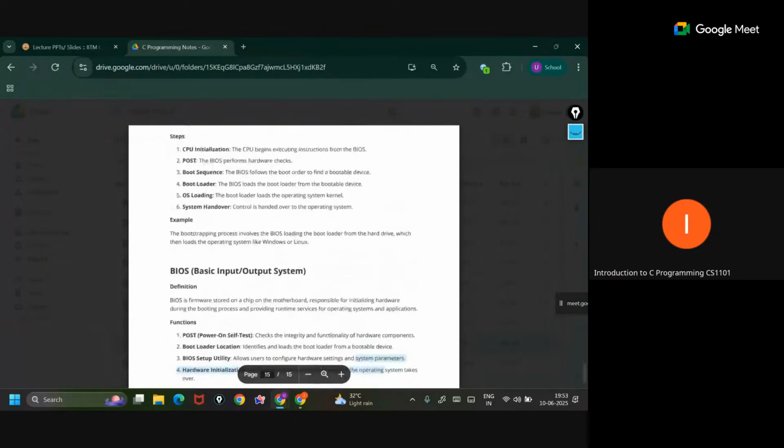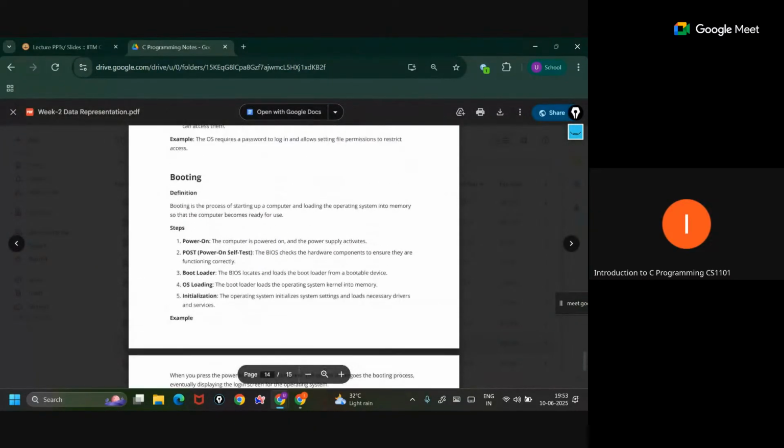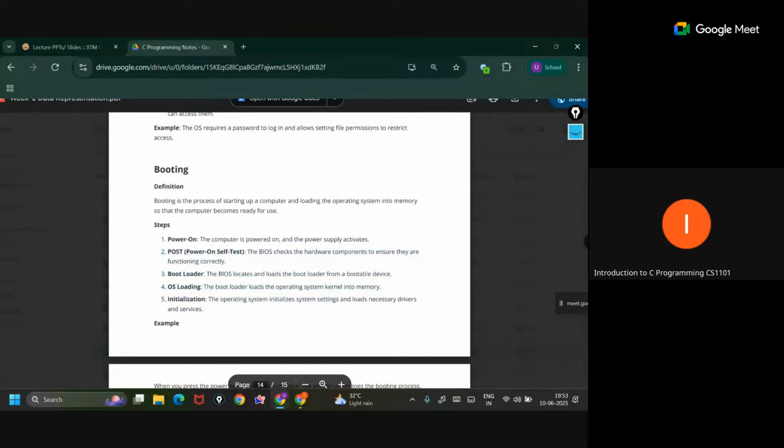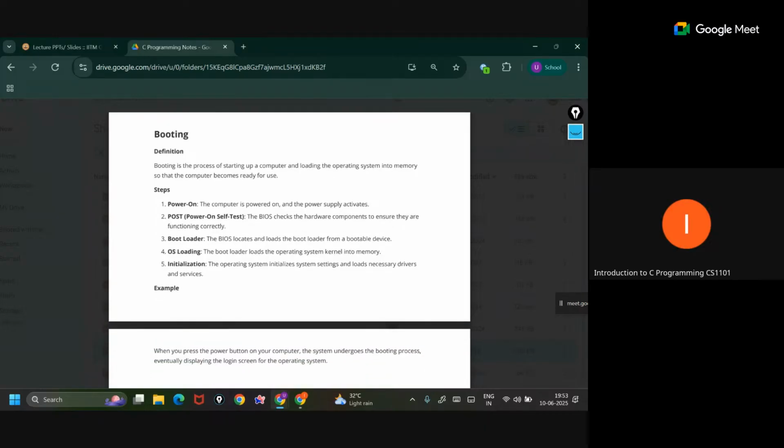And the last topic is booting. Booting means starting the computer and loading the OS into memory. First I have to power on, and then it does a check whether it's working fine or not. Then the bootloader: once the device is starting, it has to load the bootloader. Then the OS is fed to the main memory, and the OS starts to do whatever process is involved.